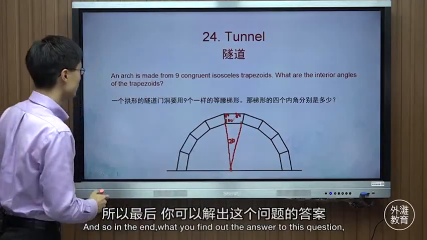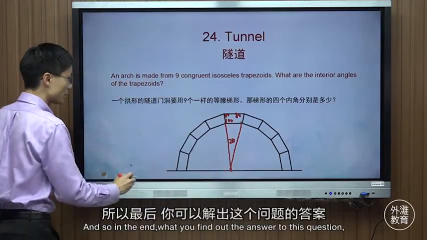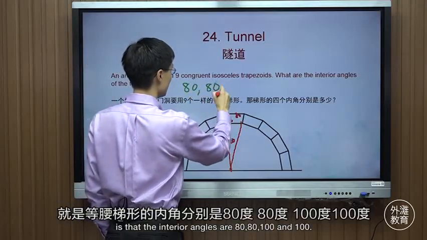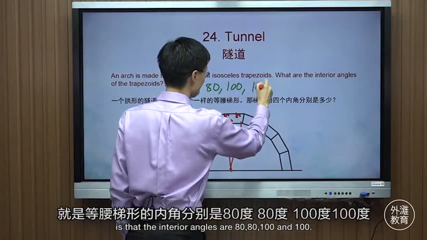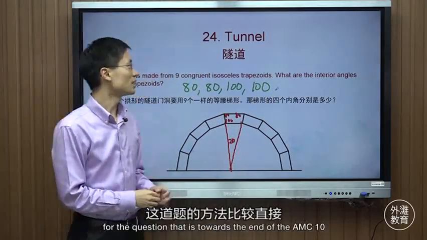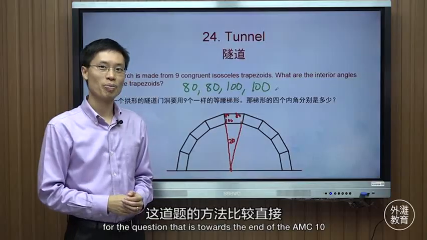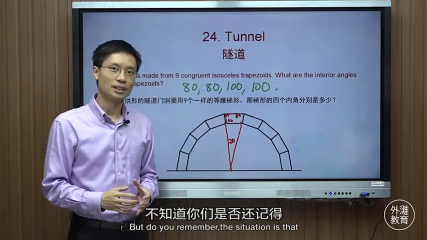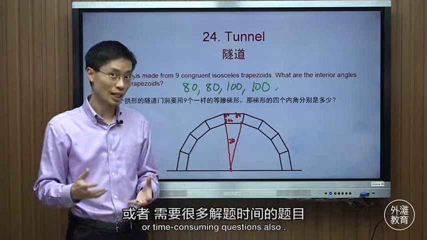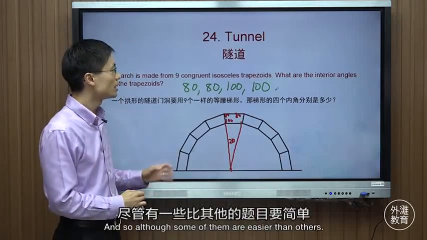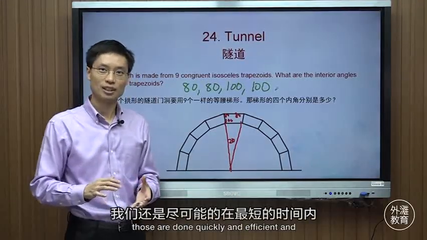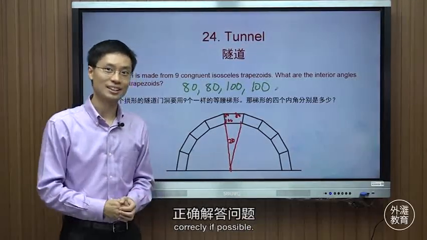In the end, what you find out for the answer to this question is that the interior angles are 80, 80, 100, and 100. Fairly straightforward, I'd say, for a question that's towards the end of an AMC 10. But do remember, there are many different, very difficult or time-consuming questions also. And so, although some of them are easier than others, those are best done quickly and efficiently and correctly, if possible.